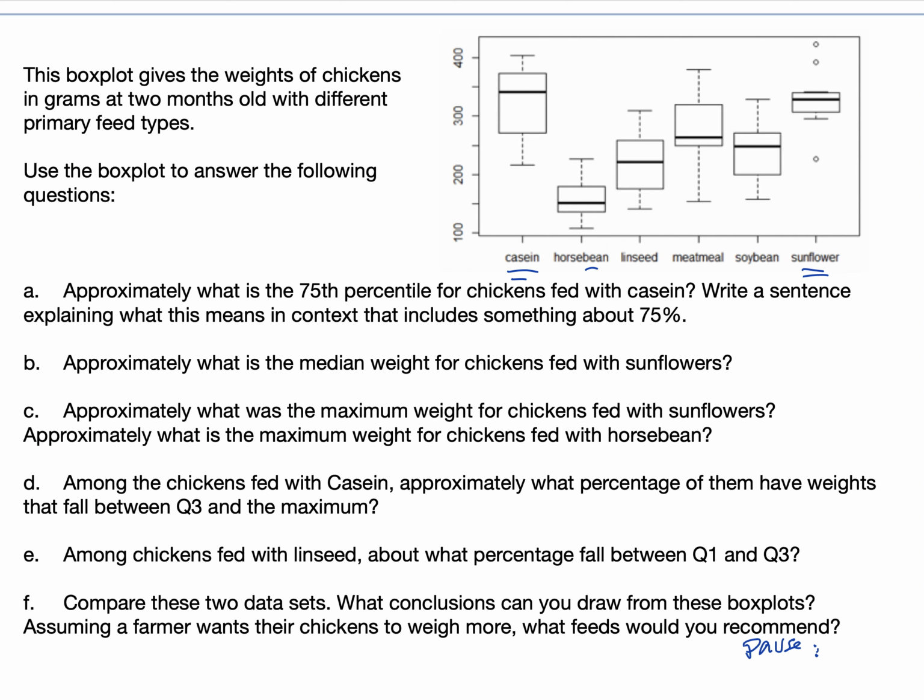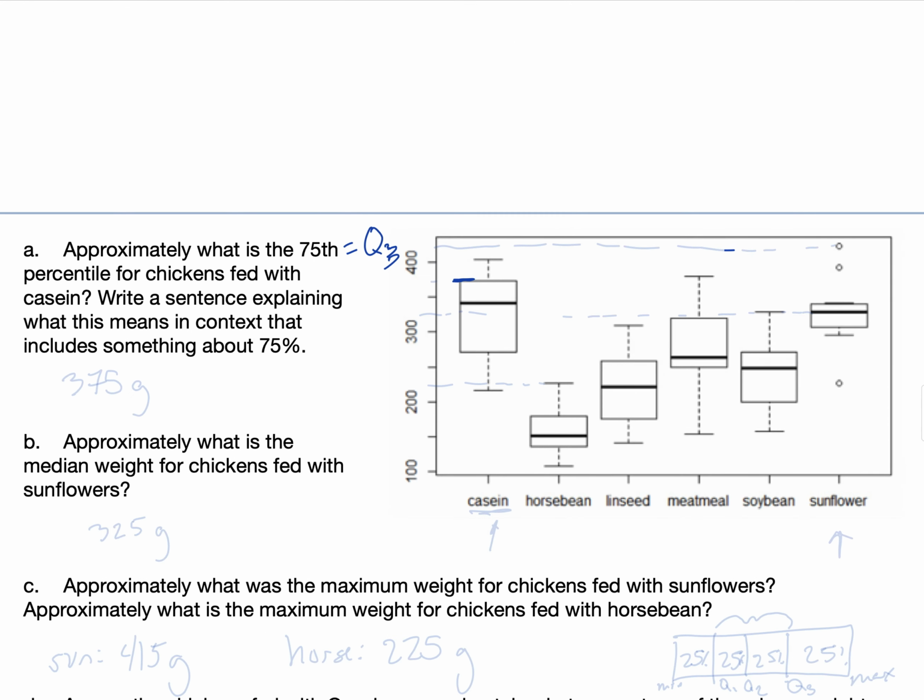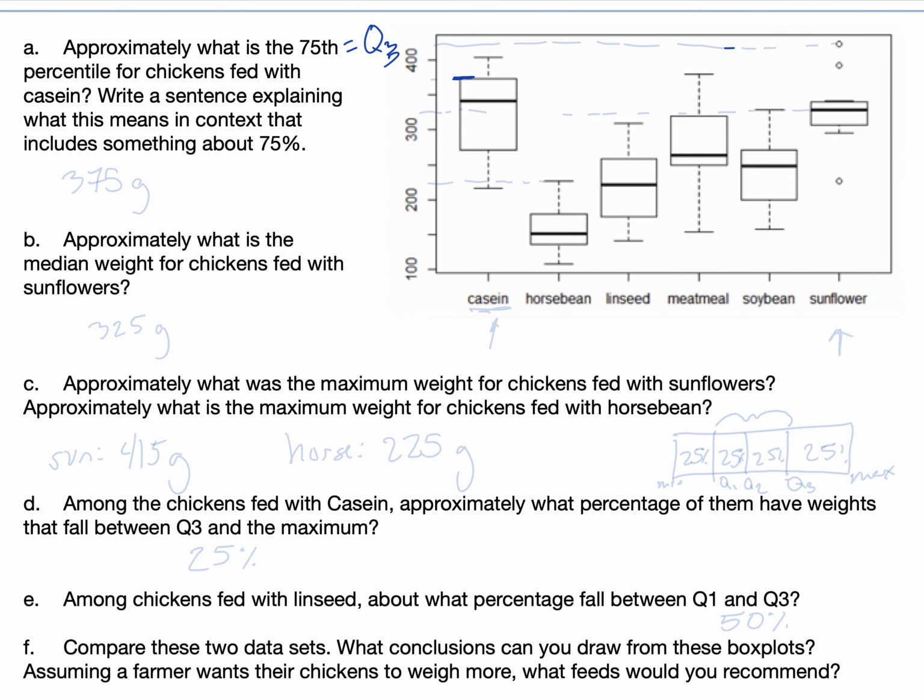Okay, again, I'll write down the short answers and talk through longer answers on this screen, and on the next screen I'll include my fully written responses. So part A, approximately what is the 75th percentile for chickens fed with casein? Remember that the 75th percentile is the same thing as Q3. So Q3 is here for chickens fed with casein. That's Q3, 75th percentile. And it appears that that's probably about, maybe 375. So about 375 grams would be a good estimate for the 75th percentile.